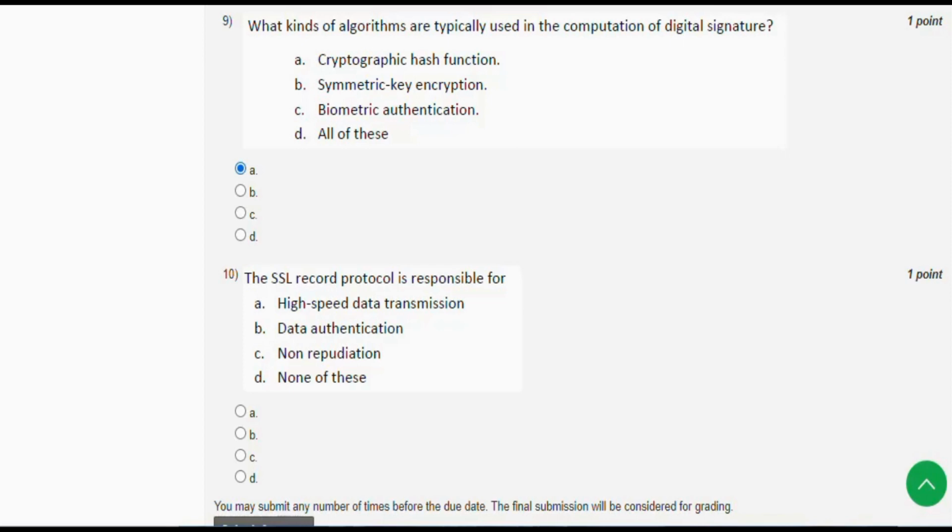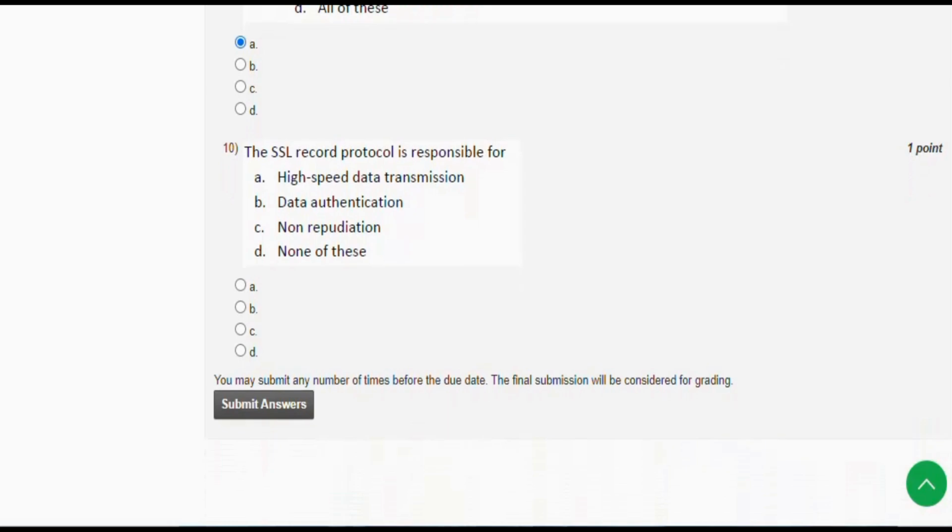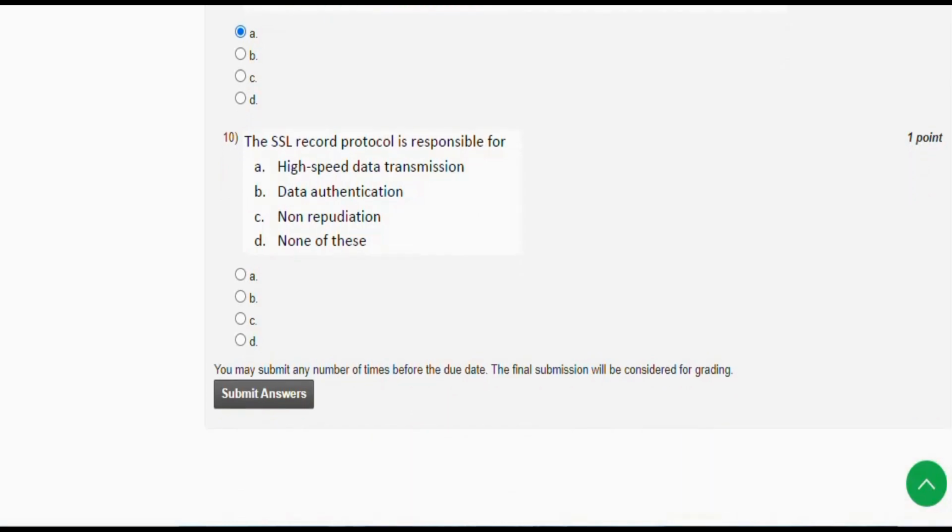Now question number 10, which is the last question of this assignment. The SSL record protocol is responsible for: options are high speed data transmission, data authentication, non-repudiation. Okay. Here everybody will be thinking that data authentication will be the correct answer, and I also thought that data authentication is the correct answer.